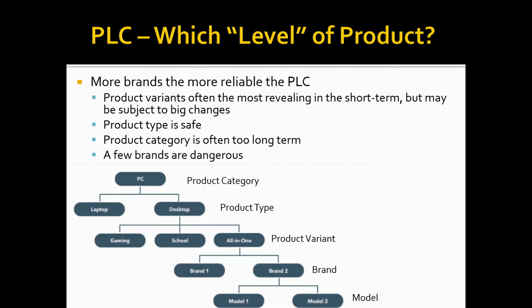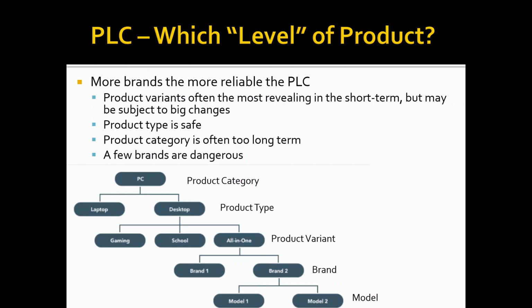And then we have an all-in-one where the guts, the CPU and the hard drive and all those internal parts are built basically into a monitor. And underneath the all-in-one in this example, we could have several different brands. I think Apple makes one, and then Dell or HP makes one. And under Dell or HP, we have different models. So you have to specify what is the level of product that you're using.